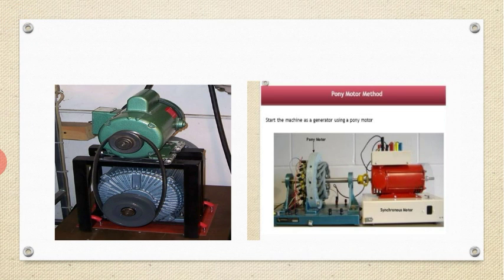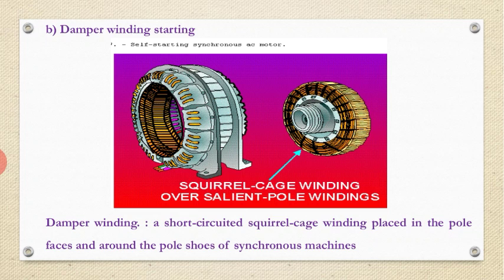Another one is the damper winding starting. What is the meaning of this? Damper winding starting means we start it like an induction motor. I repeat, like an induction motor we start, and we bring the rotor near to the synchronous speed. This method is called damper winding starting.